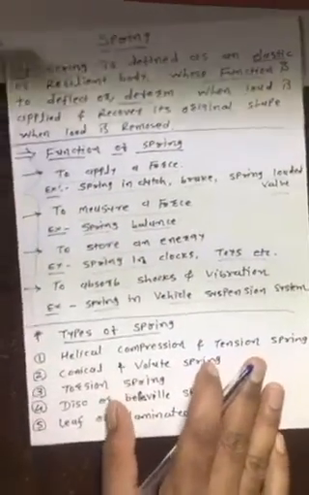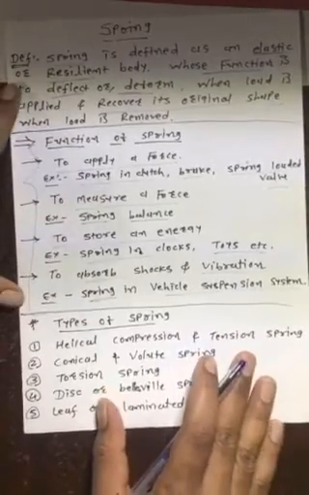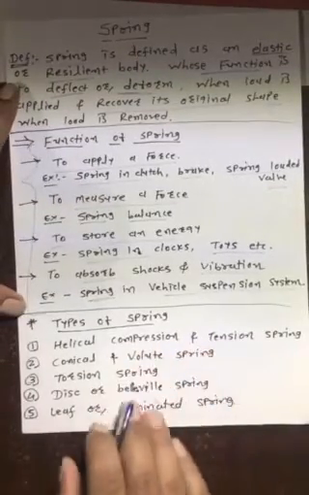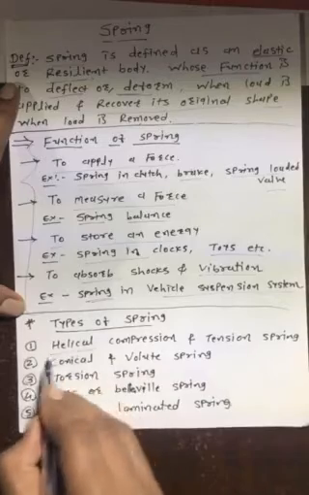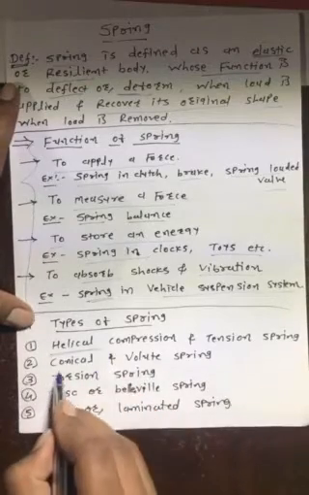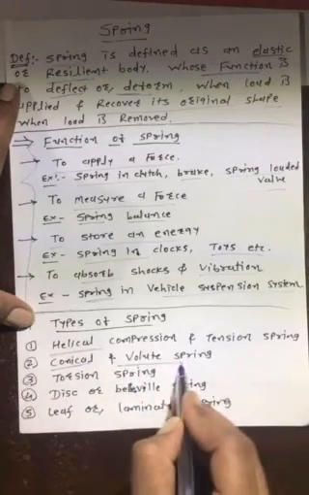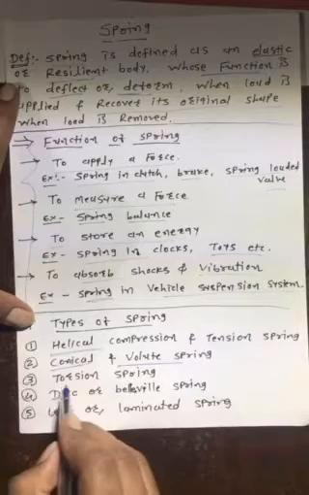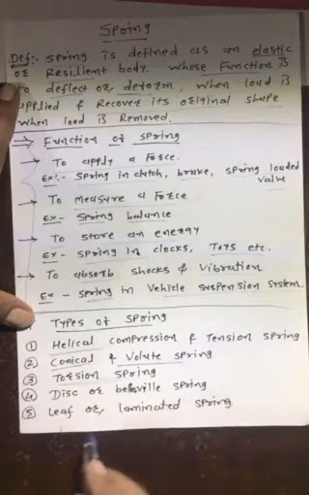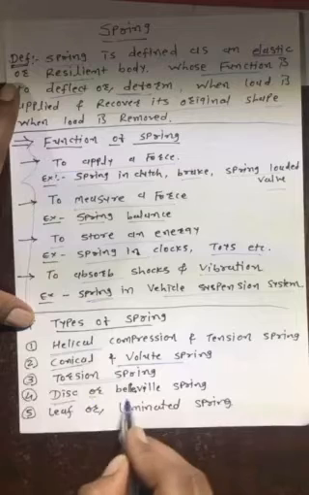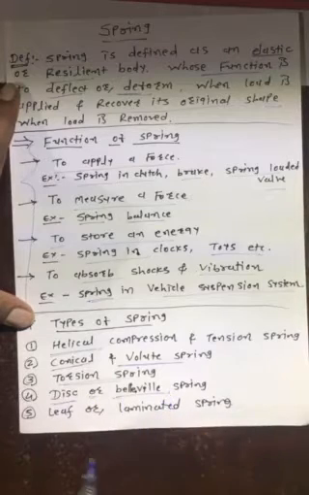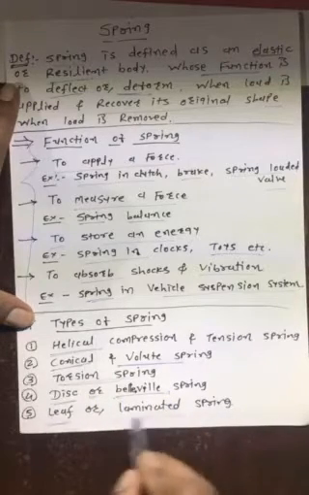Next is the types of spring. There are 5 types of spring. The first one is helical spring, the second one is conical and volute spring, the third one is torsion spring, the fourth one is disc or Belleville spring, and the last one is leaf or laminated spring.